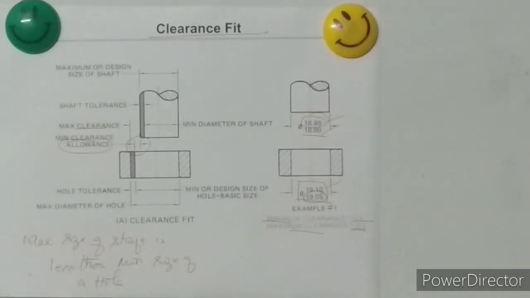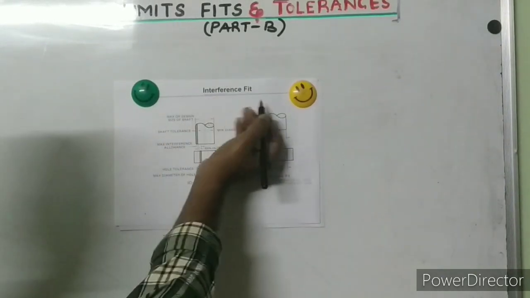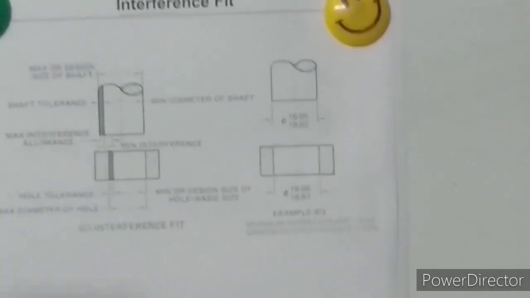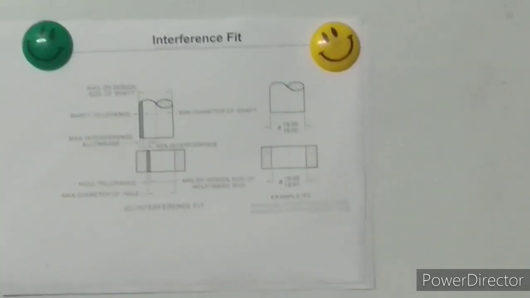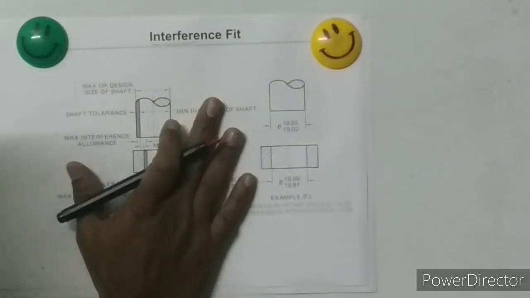So the next one is interference fit. As the name suggests, interference. Clearance means there is easy clearance. Interference means there will be some obstruction. It's called interference. So what is it?